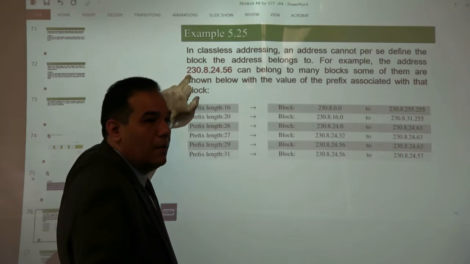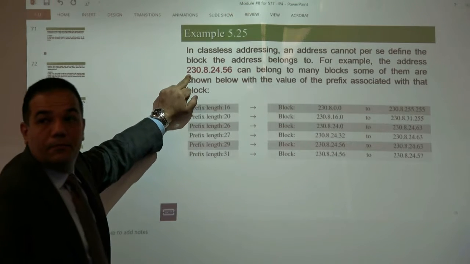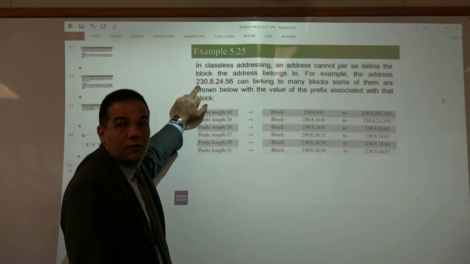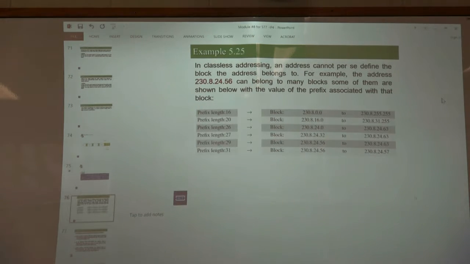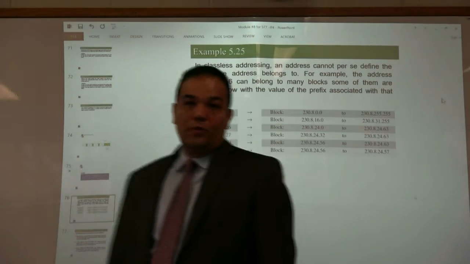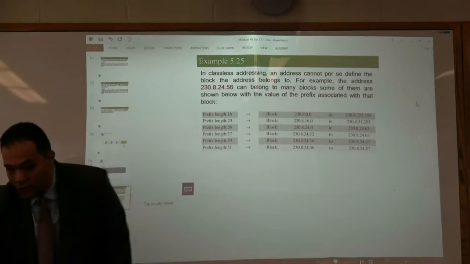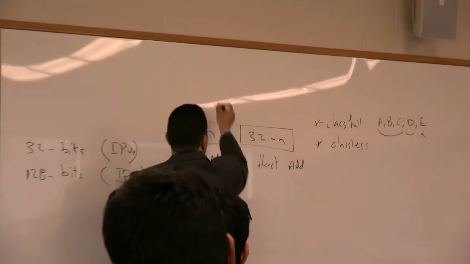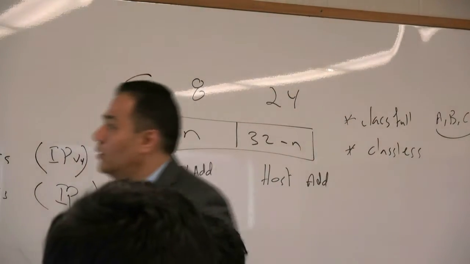What is the size of n? It will be 24, right? So this is n, and this is 32 minus n. In class C, this is 24 and this is 8. That's in classful.